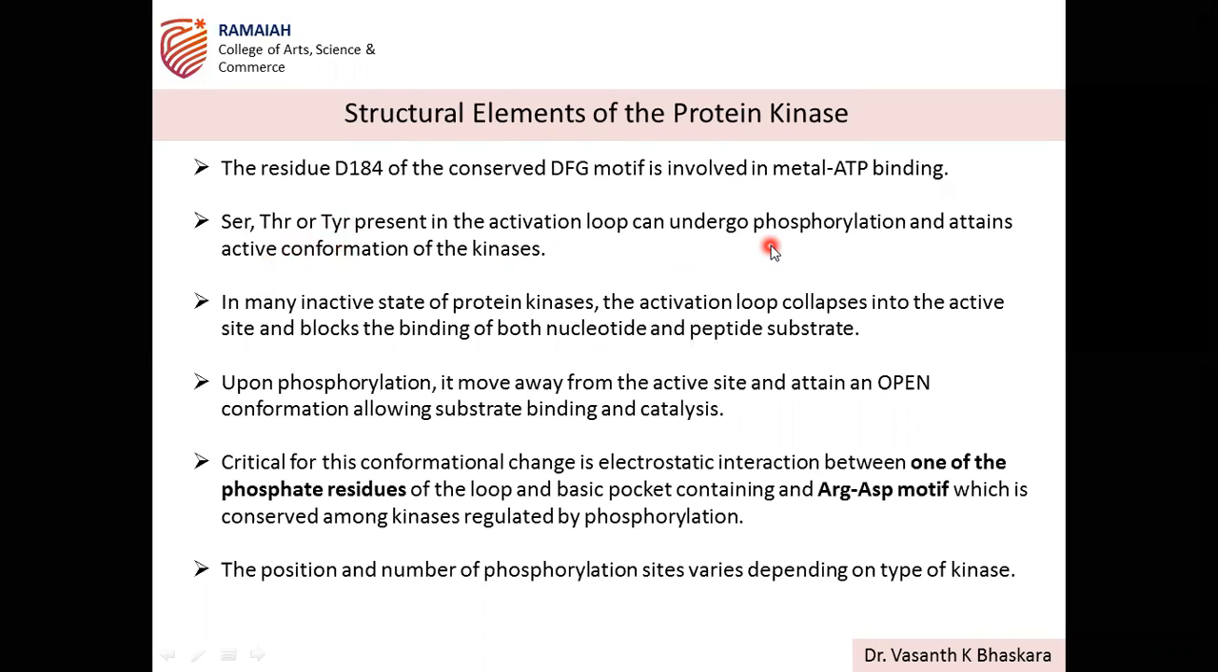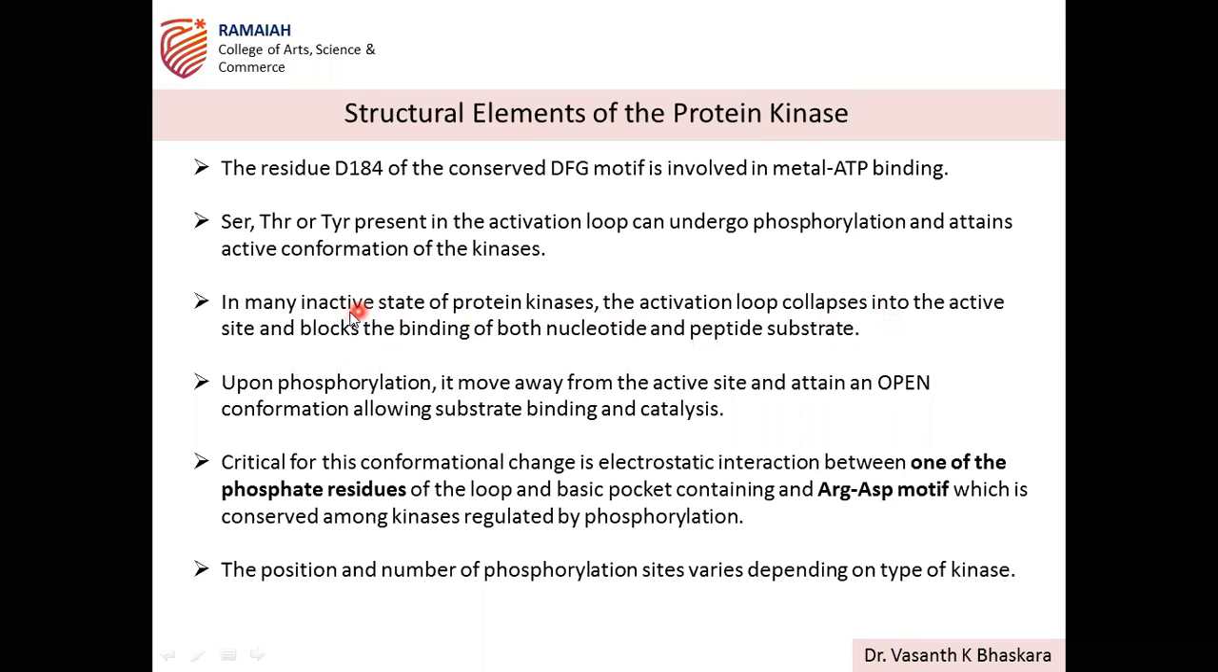Active structures mean they open the structure from the closed structure, they undergo transition, and the open structures will then provide a site for the substrate binding, right? So in many inactive states of protein kinases, the activation loop collapses, as we just discussed. This conformation, the inactive state, means the activation loop collapses. Collapses means it is not accessible. It is hidden, buried within the structure. Collapses into the active site.